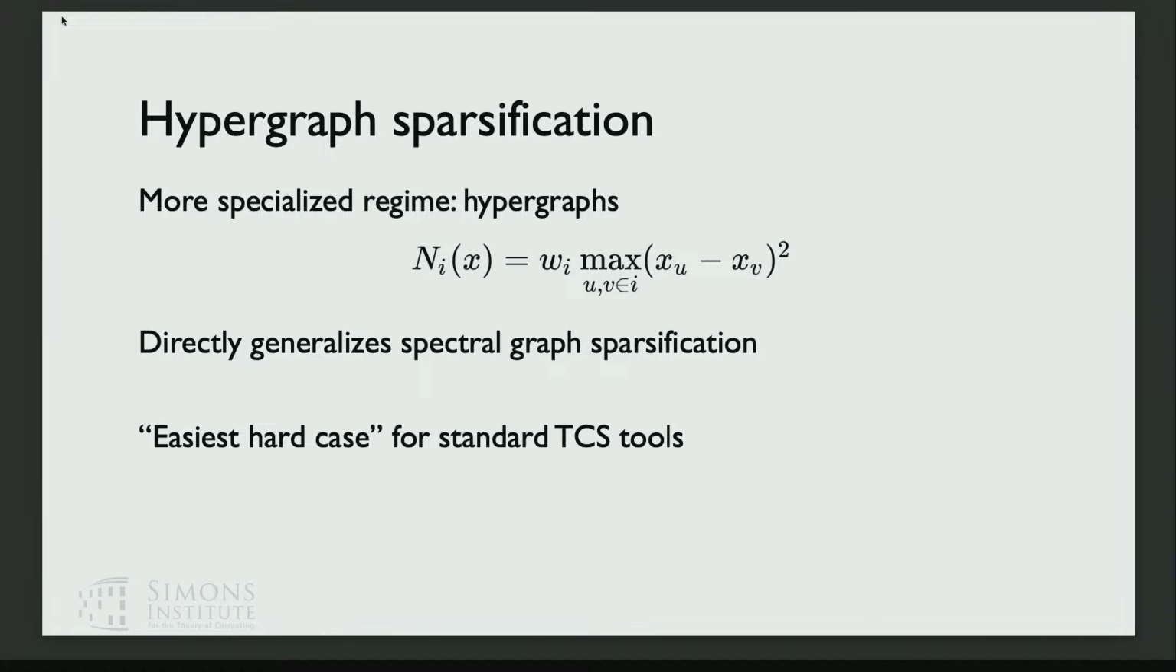So this is an interesting problem personally for me. It's been studied in TCS for maybe 10 years now. But I personally find this an interesting problem because it's the easiest hard case for the standard toolkit. We have things that work for graph sparsification, both spectral and cut. But all of those approaches don't work for hypergraphs, even though they're very closely structured to actual graphs.